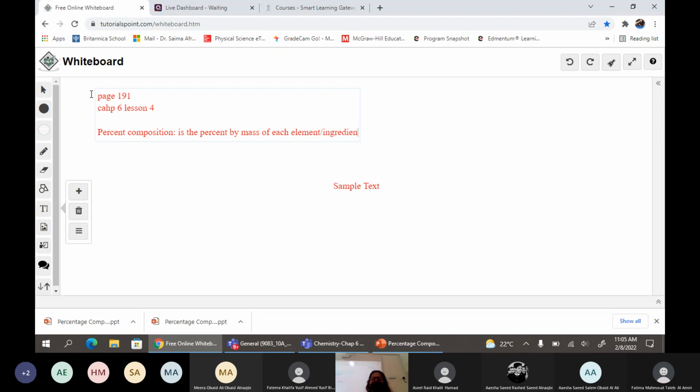So what are we using? We will be using the grams from the periodic table. Okay, we'll be using the grams from the periodic table. Fatma Mahmoud, can you please share the periodic table in the chat for reference? Yes. Thank you.